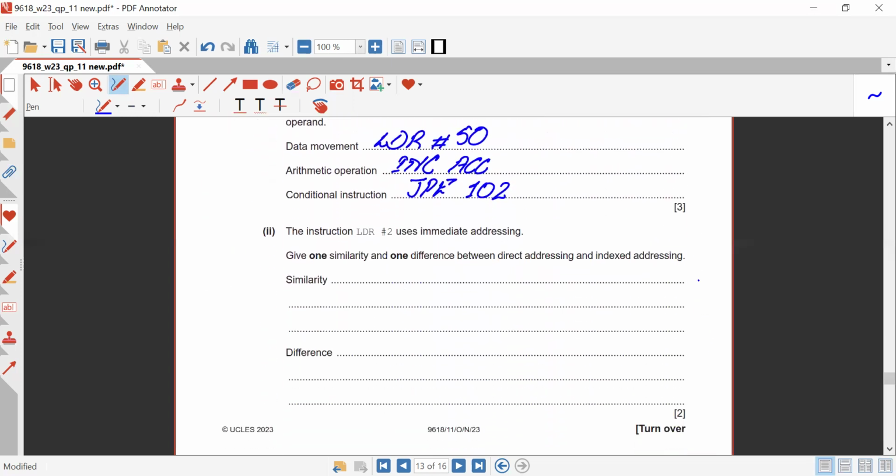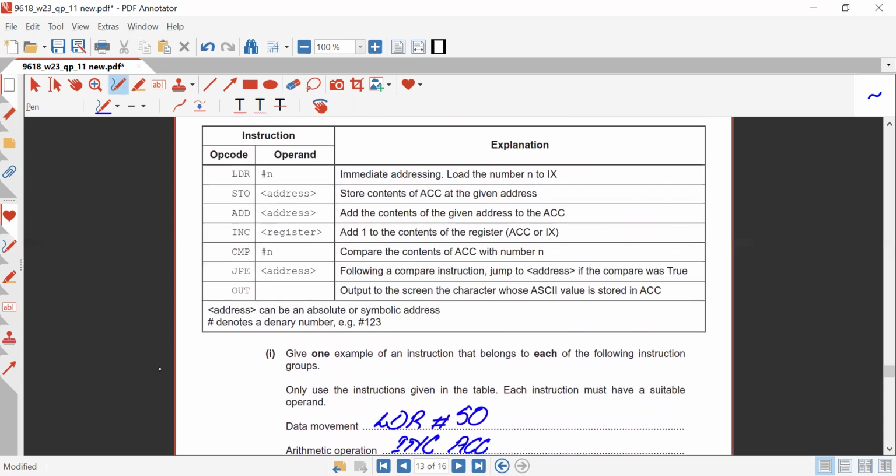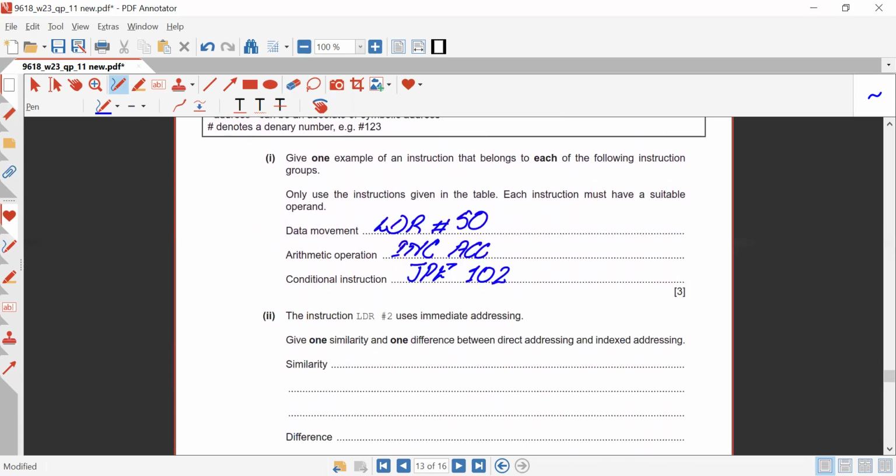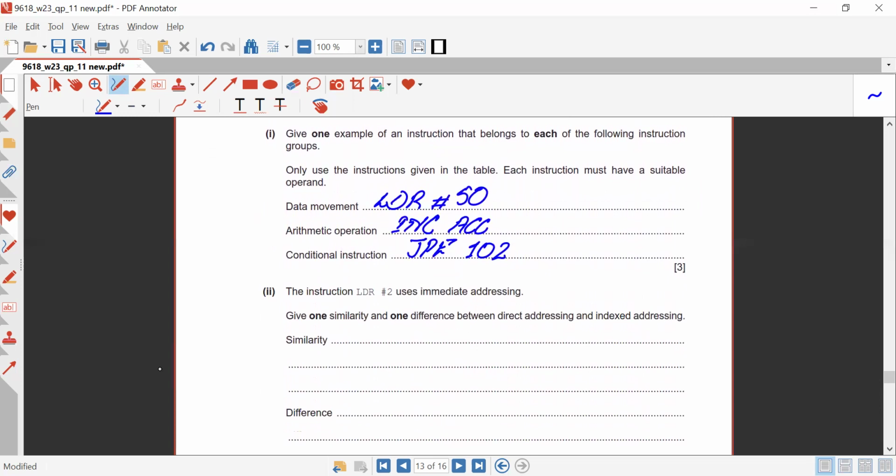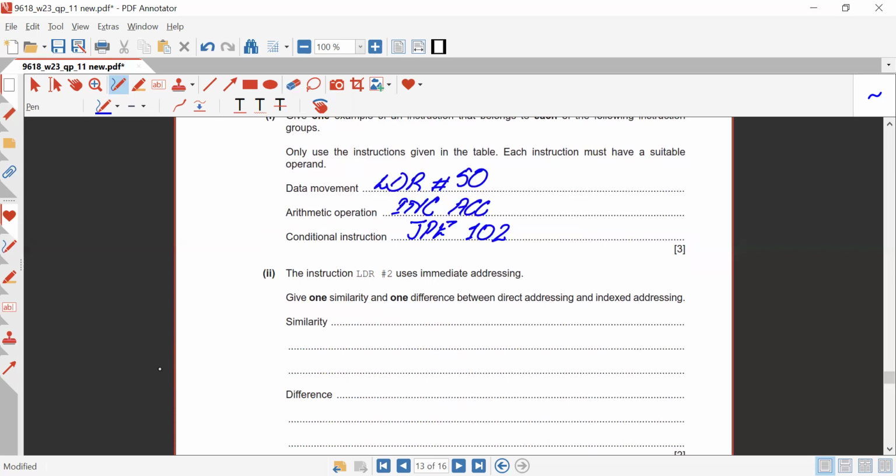Now they are saying the instruction LDR #2 uses immediate addressing. It's given over here: LDR #2, immediate addressing, load the number n to the index register. That means 2 is loaded to the index register. Now they are saying give one similarity and one difference between direct addressing and index addressing. What is the similarity? Both are loading the contents of an address into the accumulator. Whatever the content is, both are loading that into the accumulator.